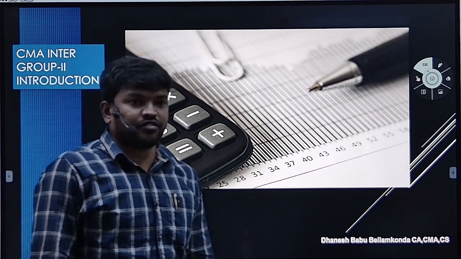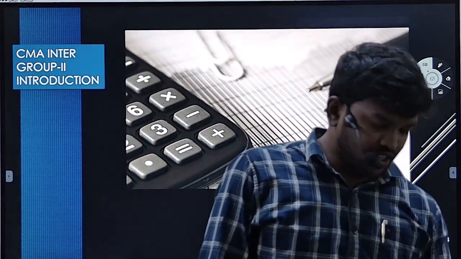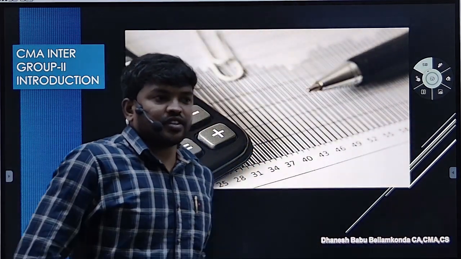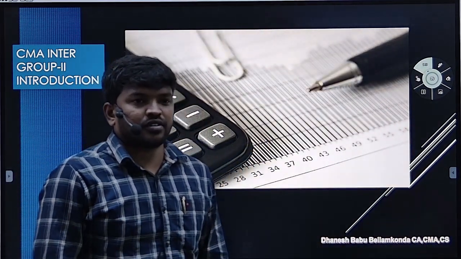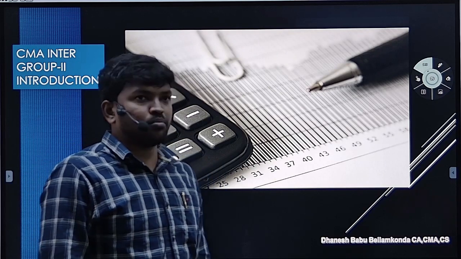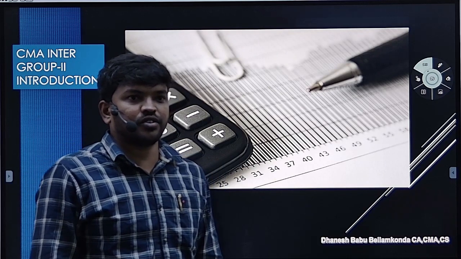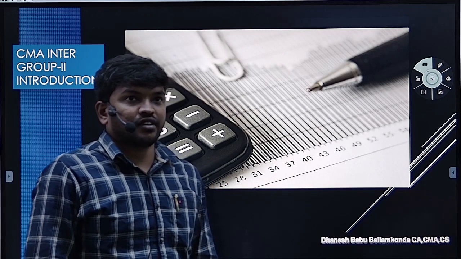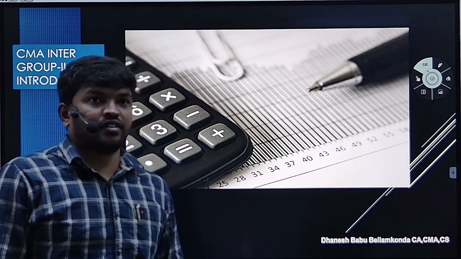Let's not waste our time, we will start, okay? Have you taken the books, group 2 books? Do all of you have the books with you? Institute books? Yes, yeah.